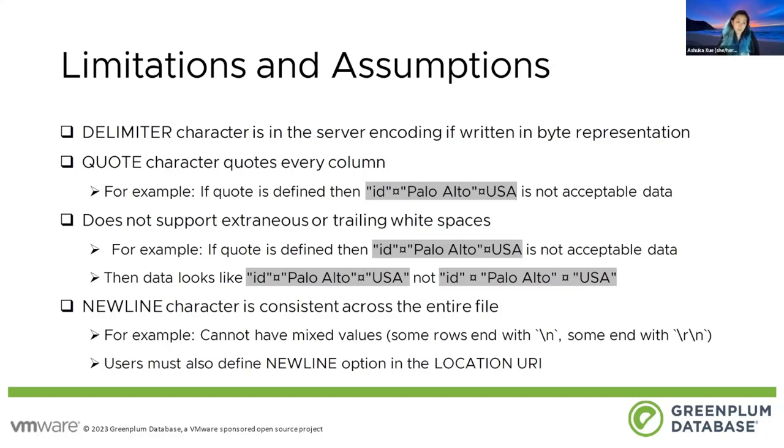And the last limitation that we have is that new line characters must be consistent across the entire file. So for example, you cannot have some rows ending with carriage return and some rows ending with line feed. It needs to be consistent across the entire file. So the default value for new line is line feed. If you define the new line option, users must also define it in the location URI. So these are just some of the limitations and assumptions that we have here.